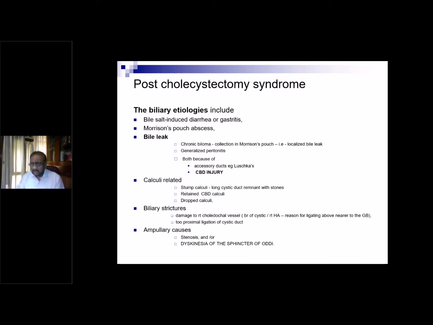Again, giving rise to what? A CBD leading to what? A collection as a bilioma, or vast enough to give rise to generalized peritonitis, or a calculi-related cause of post-cholecystectomy syndrome. And what is that calculi-related cause? Number one, you have left a slightly larger cystic duct, which now acts like a stump, and unfortunately, you missed a stone inside the stump. What is known as stump cholecystitis or stump cholecystectomy.